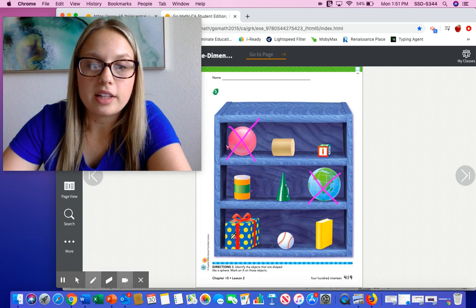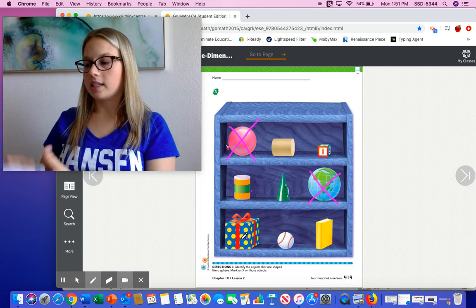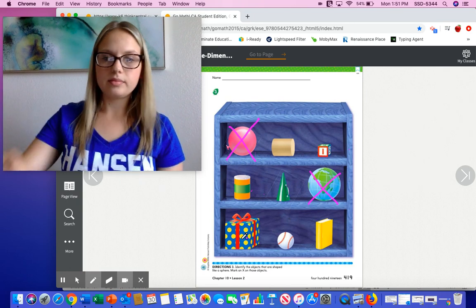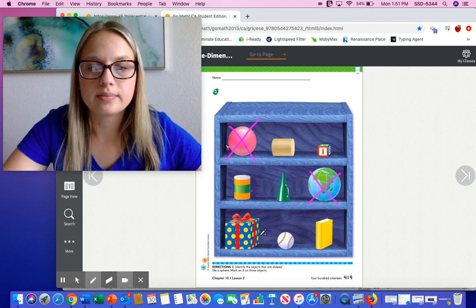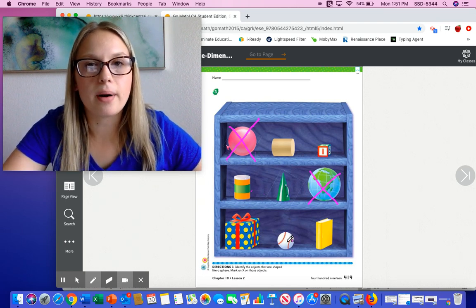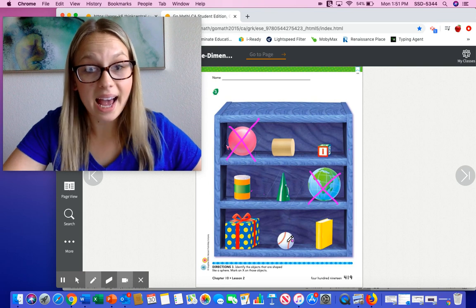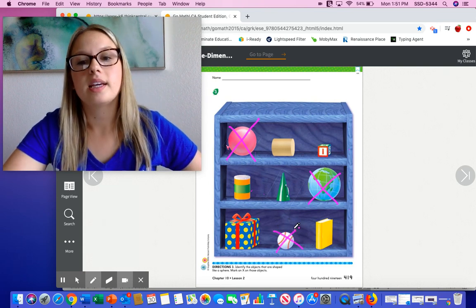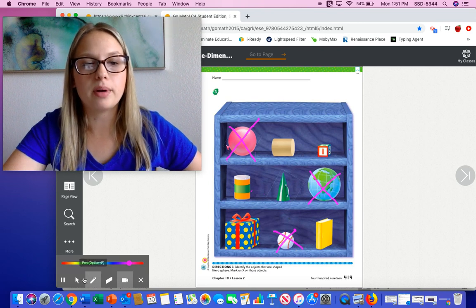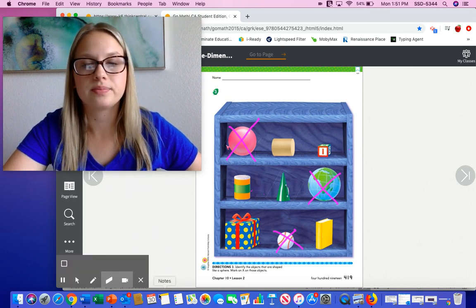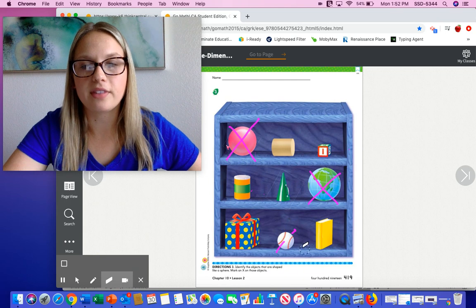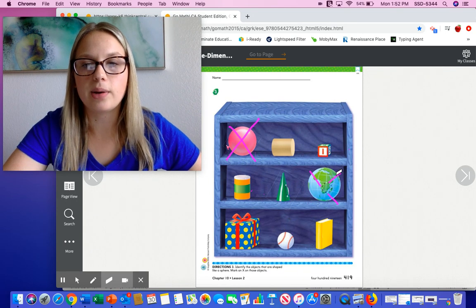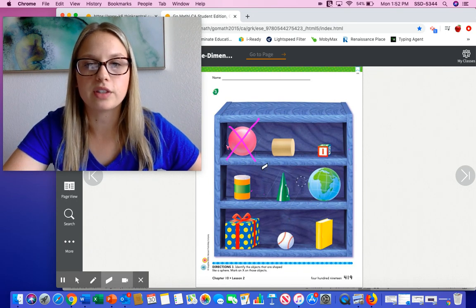Bottom shelf, let's go ahead and look at the present. Is that present a sphere? No. What about the baseball? Yeah, it's curved and it's round. X marks the spot. Last shape, I want you to look at the book. Is that a sphere? No, it has flat surfaces. And we know a sphere has no flat surfaces because it's curved and round.